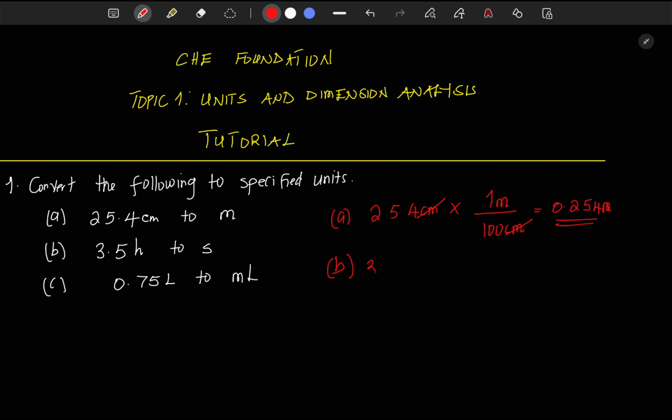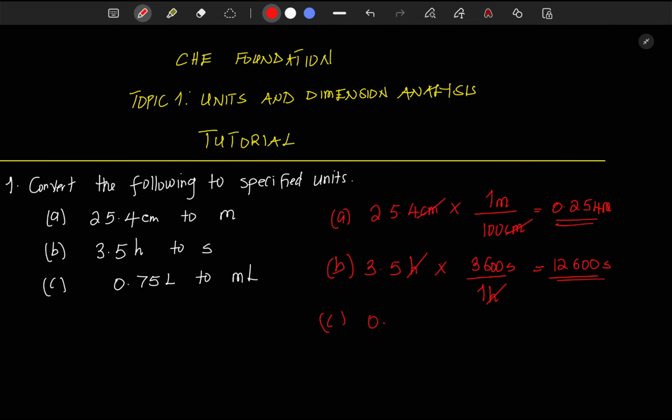B. So we have 3.5 hour, right? Because the hour is here, we need an hour down here to cancel it. So we need 1 hour here. How many seconds make an hour? 3,600 seconds. So that and that can go. Whatever we're going to remain with will give us the answer. All right.